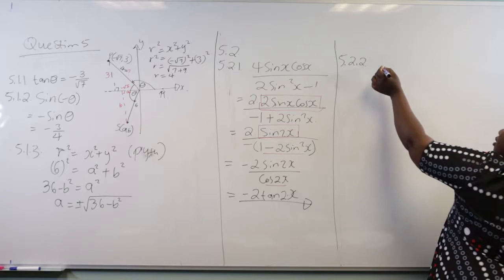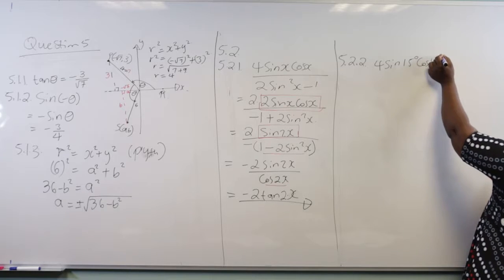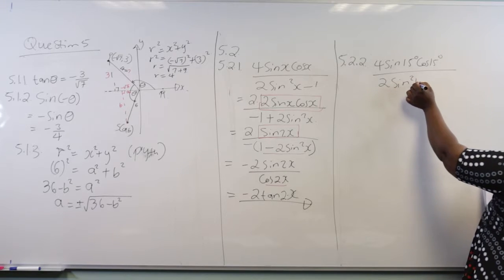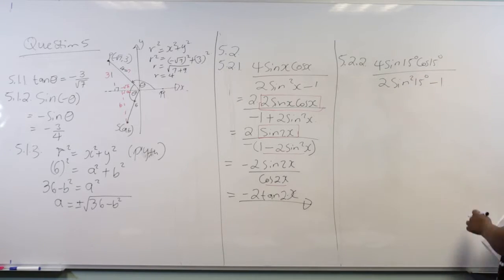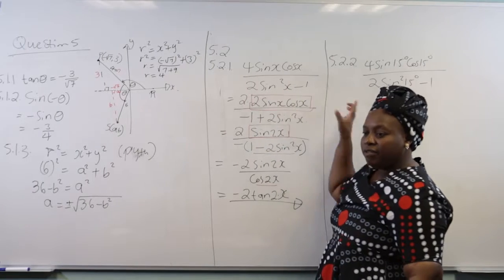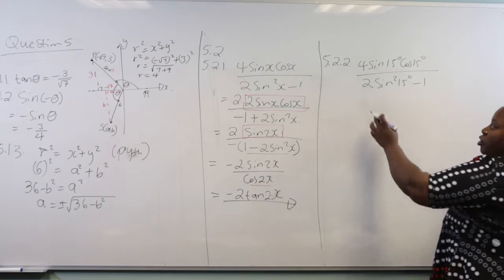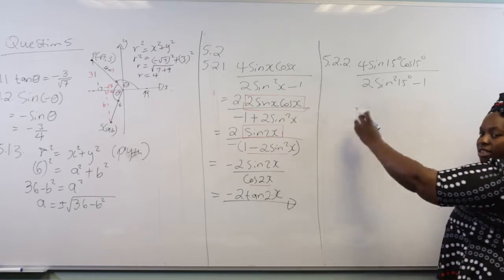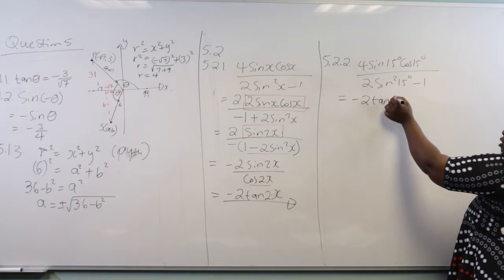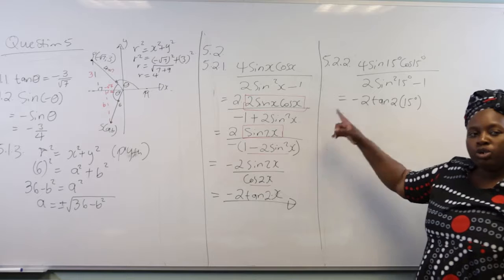So that is 5.2.2. We are calculating the value of 4 sine 15 cos 15 divided by 2 sine squared 15 minus 1. Folks, look at this. This statement is the same as this statement, just that now x is 15. There's nothing different. Now what you're going to do is you're not stressing, you're just going to go straight to the solution. That's what you do. You go straight to the solution and you're going to say this is equal to a negative 2 tan of 2 multiplied by 15. Because what this means is that your x has changed to become 15.